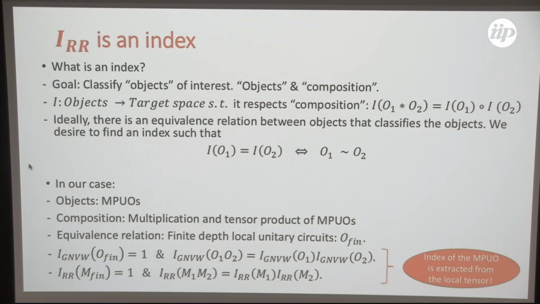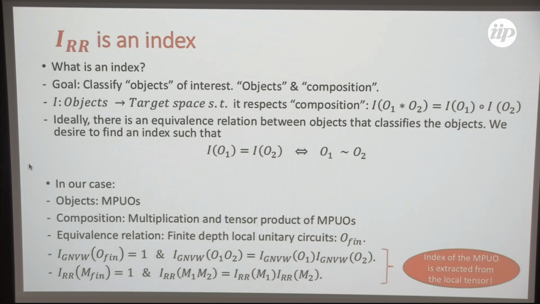I01 times I. This multiplication is in target space. And ideally, what we want to understand is that maybe there's an equivalence relation between these objects, and then we would call that this index classifies these objects under this equivalence relation. So we desire to find this kind of property.